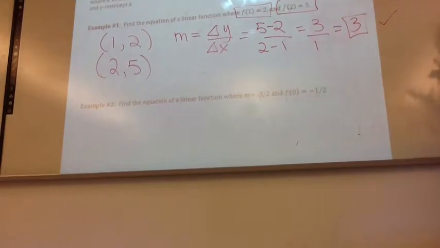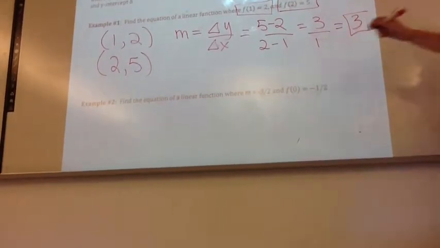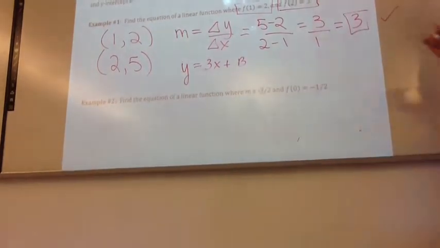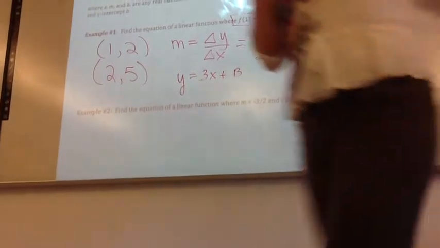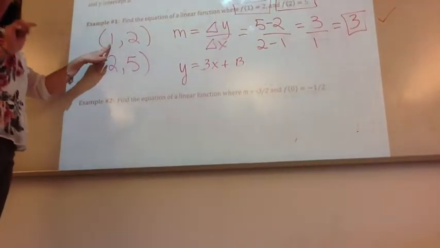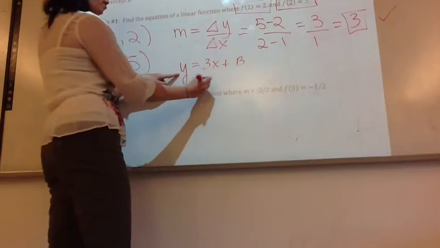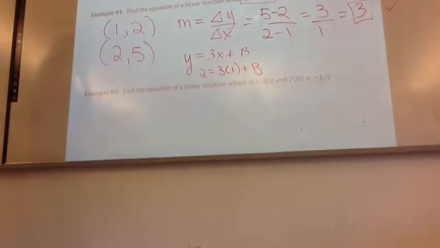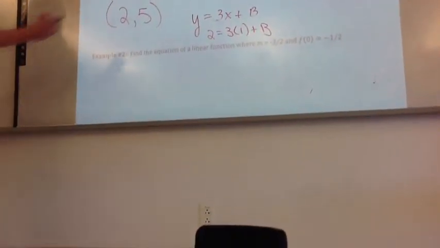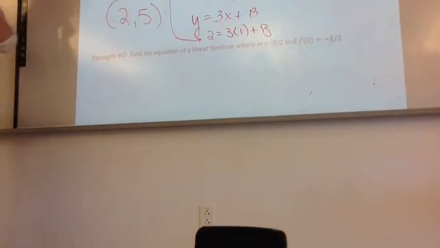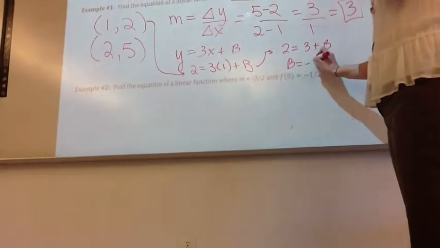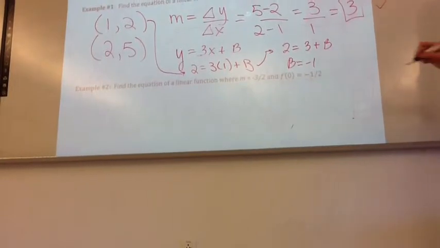Do we know the y-intercept? No, but so far we have y equals 3x plus b. How can we find b? Pick one. You pick. What do you want? First one. Awesome. Plug in 2 for y, 1 for x. We solve for b. Okay? So she picked this point. We'll go with it. 2 equals 3 plus b. b equals -1.